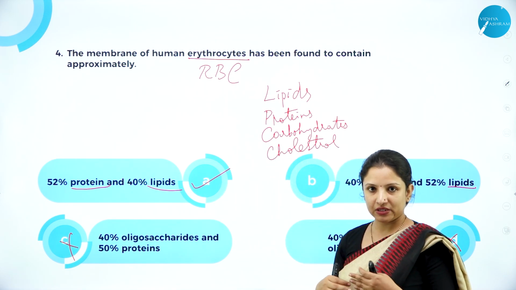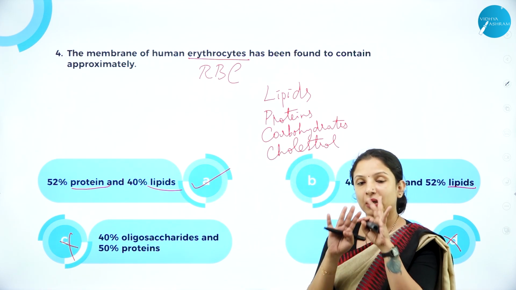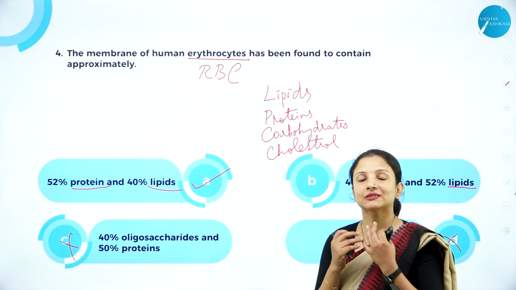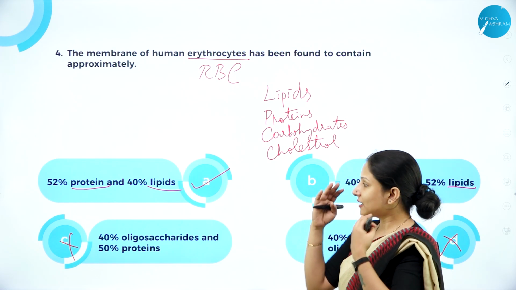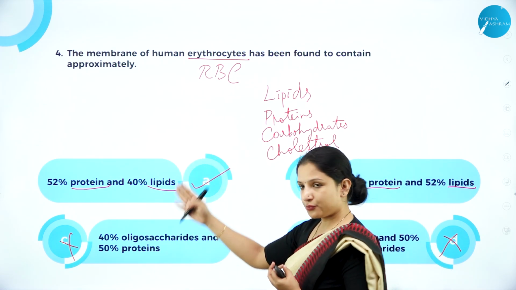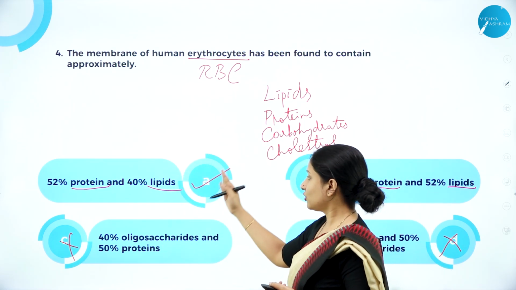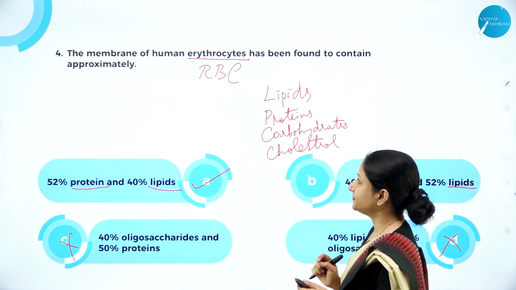The human RBC or the human erythrocyte, the plasma membrane or the cell membrane of human erythrocyte or human RBC contains 52% protein and 40% lipid. So option A is the right answer here.